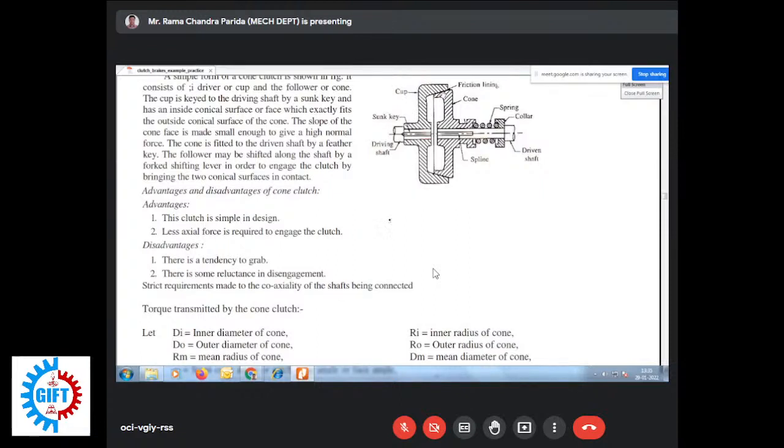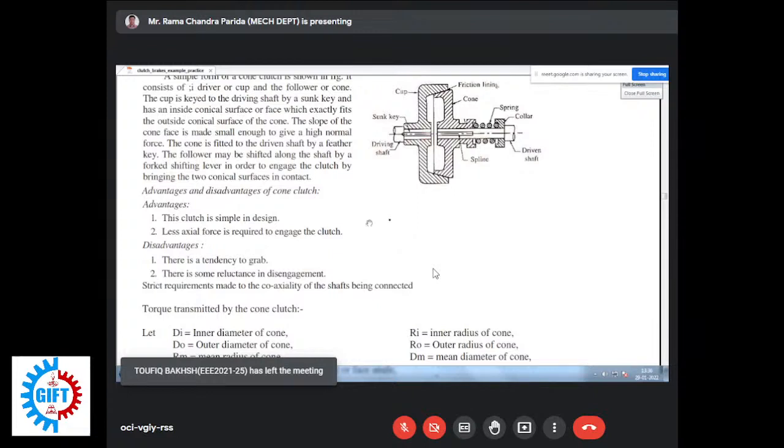The disadvantage is that there is a tendency that the cop and cone parts may grab each other. Get it or not? As this surface is intentionally made to absorb more force, at the same time there is a high possibility that the cone and cop may grab each other. So there is some reluctance in disengagement. That means once it is engaged, sometimes it fails to disengage quickly. So these are the disadvantages of the cone clutch.